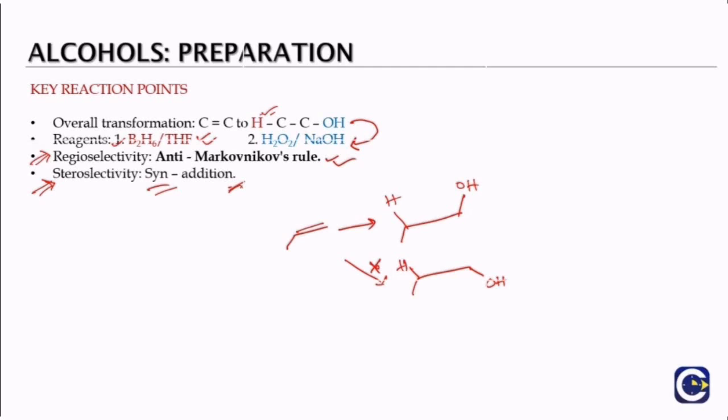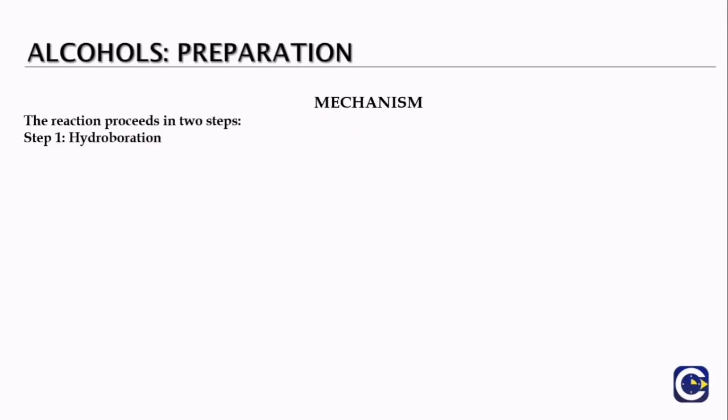So if we look at the mechanism, the reaction takes place in 2 steps. As I already said, the first step is hydroboration, and the second step is going to be oxidation. In the hydroboration reaction, we'll try to illustrate what happens by a simple example here. But before discussing that, we'll learn a little bit about this boron hydride.